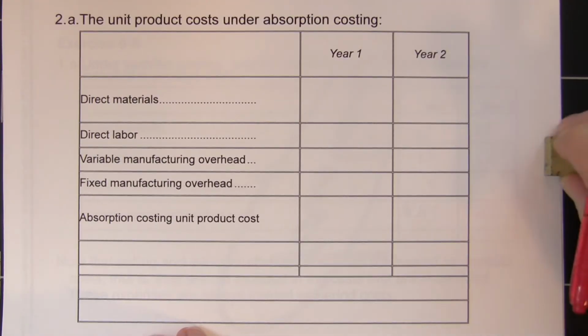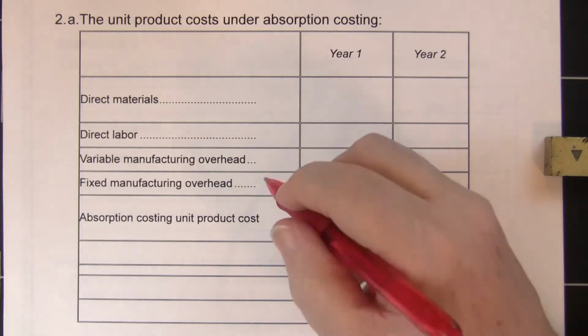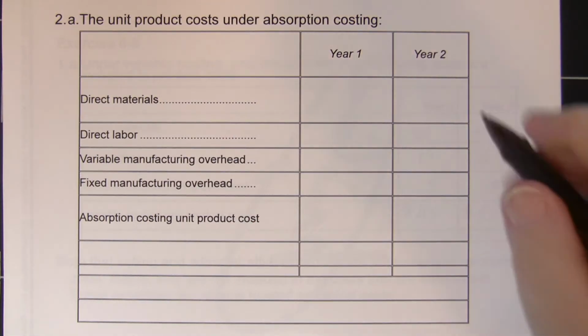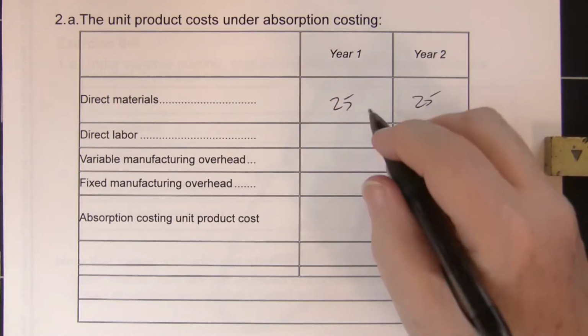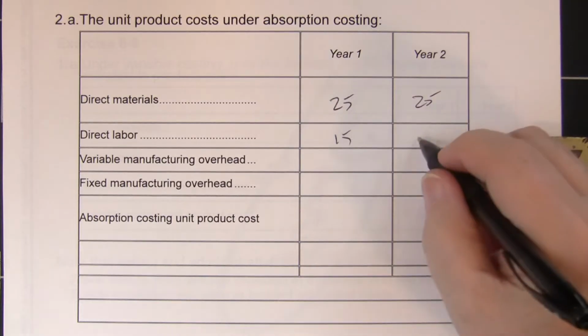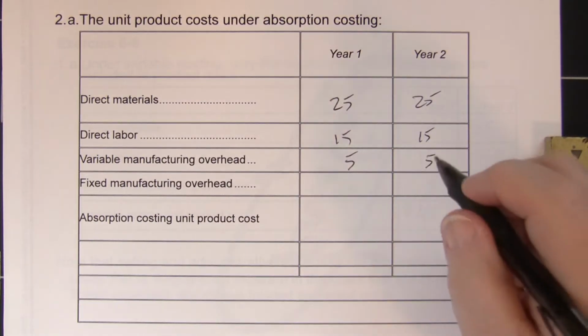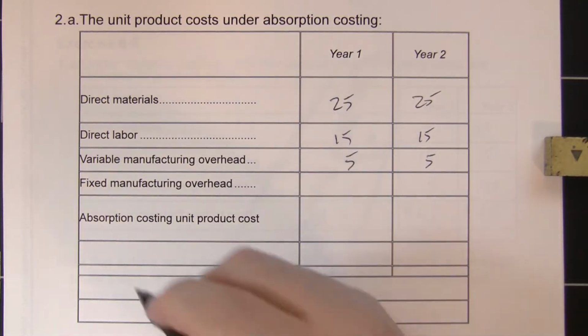but we have to fuss with the fixed manufacturing overhead, which is $250,000. So the direct material stays the same. 25, 25, 15, 15, 5, and 5. Now we have to do the fixed manufacturing overhead.